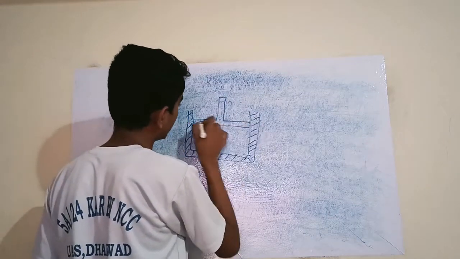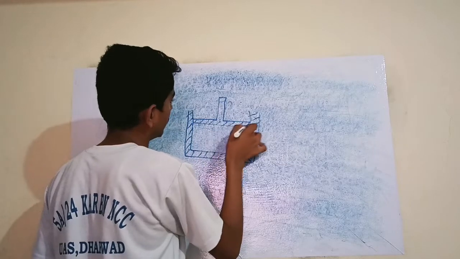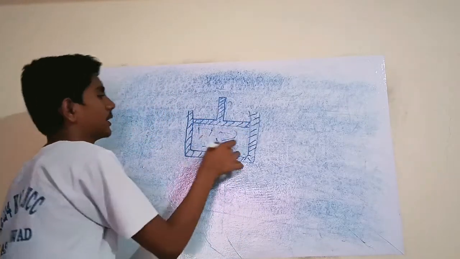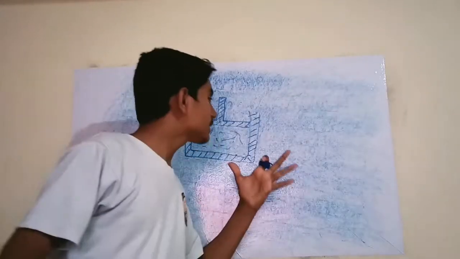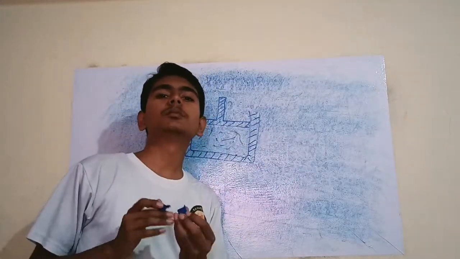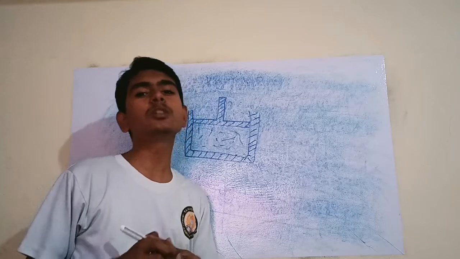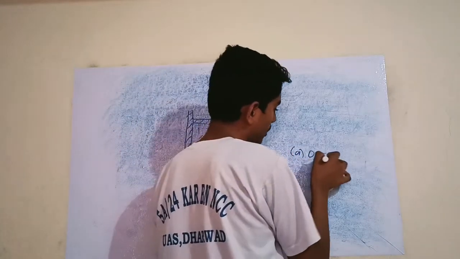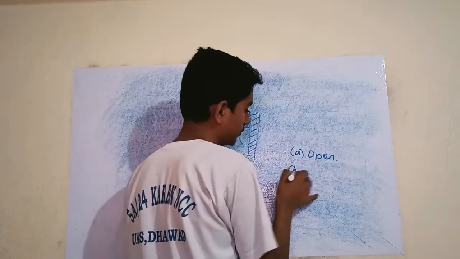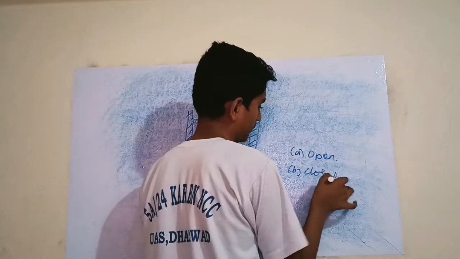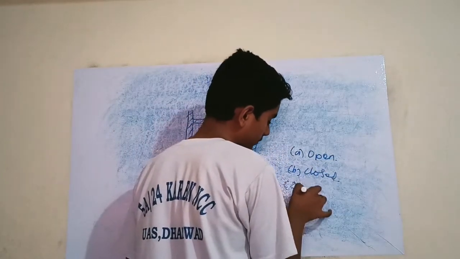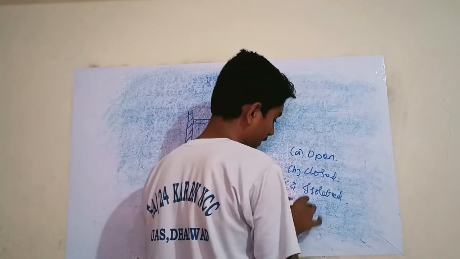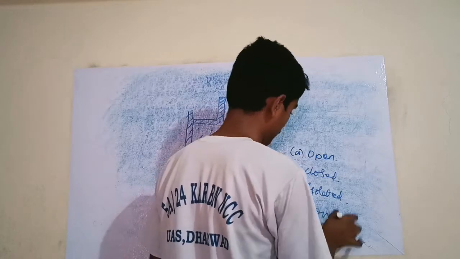Now here some gas is present. This system is an example for which type of system? Open system, closed system, or isolated system? Let me give you the options. A, open system; B, closed system; C, isolated system; or D, none of these.